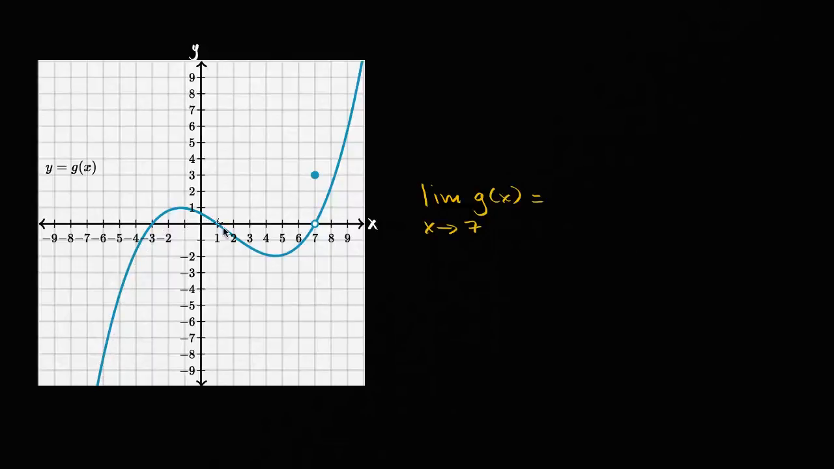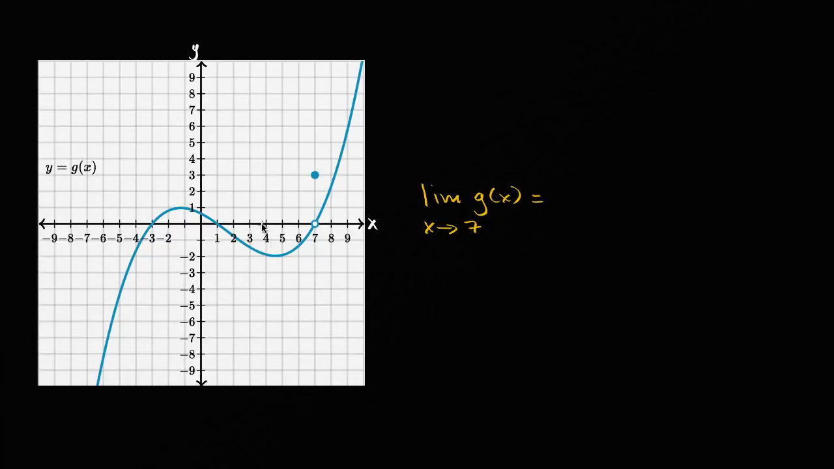So here we have the graph y is equal to g of x. We have a little point discontinuity right over here at x is equal to 7. And what we want to do is figure out what is the limit of g of x as x approaches 7. So essentially we say, well, what is the function approaching as the inputs to the function are approaching 7?